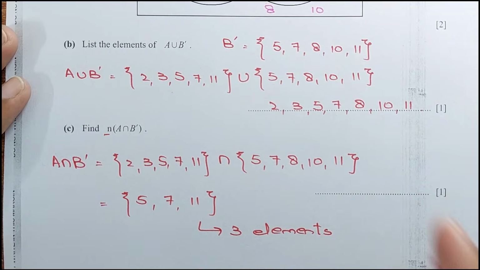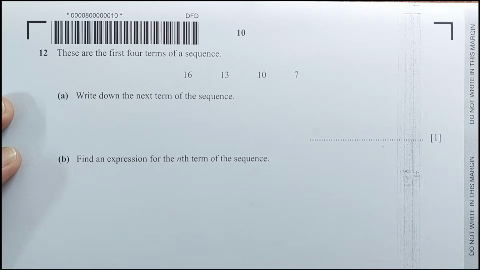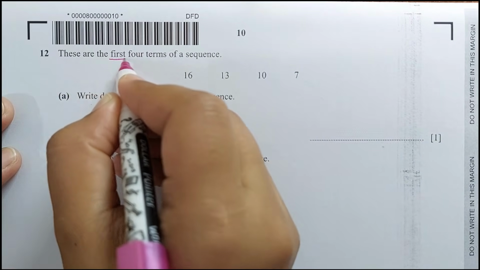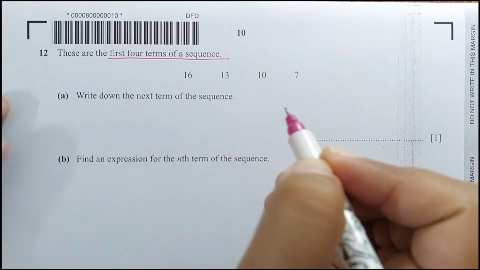So there are 3 elements that are in A intersection B complement. Question number 12. These are the first 4 terms of the sequence. Part A, write down the next term of the sequence.